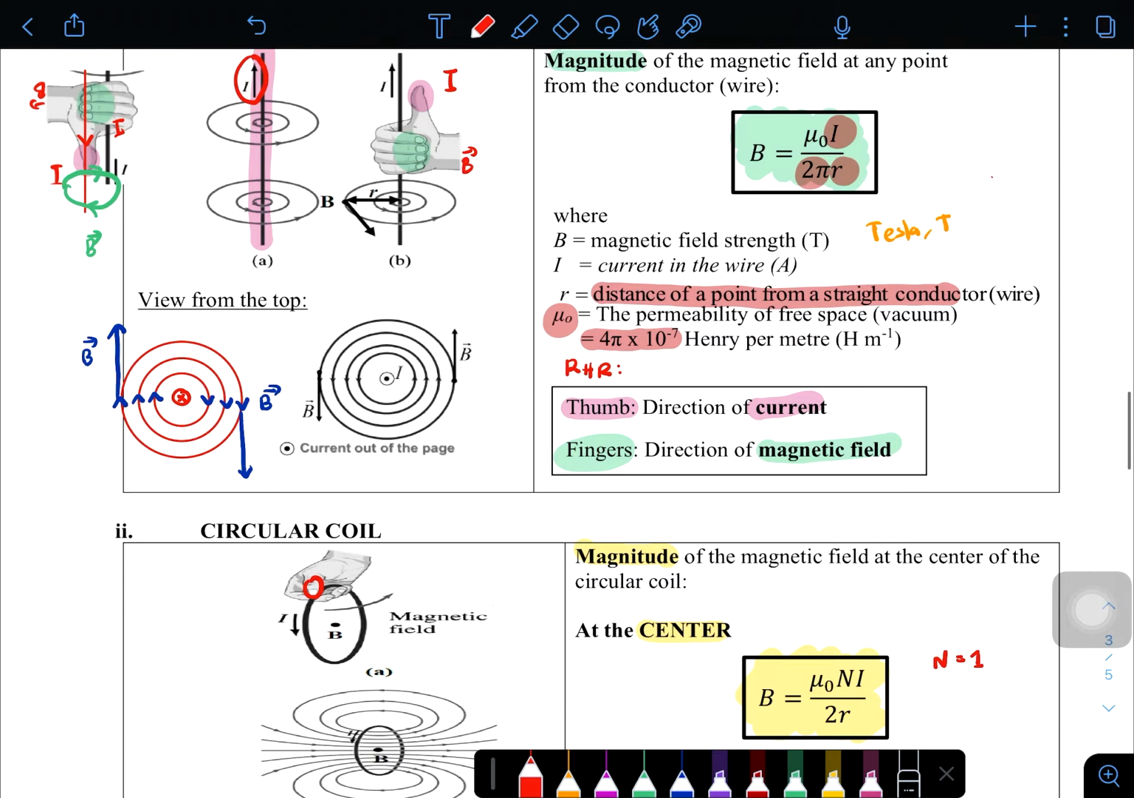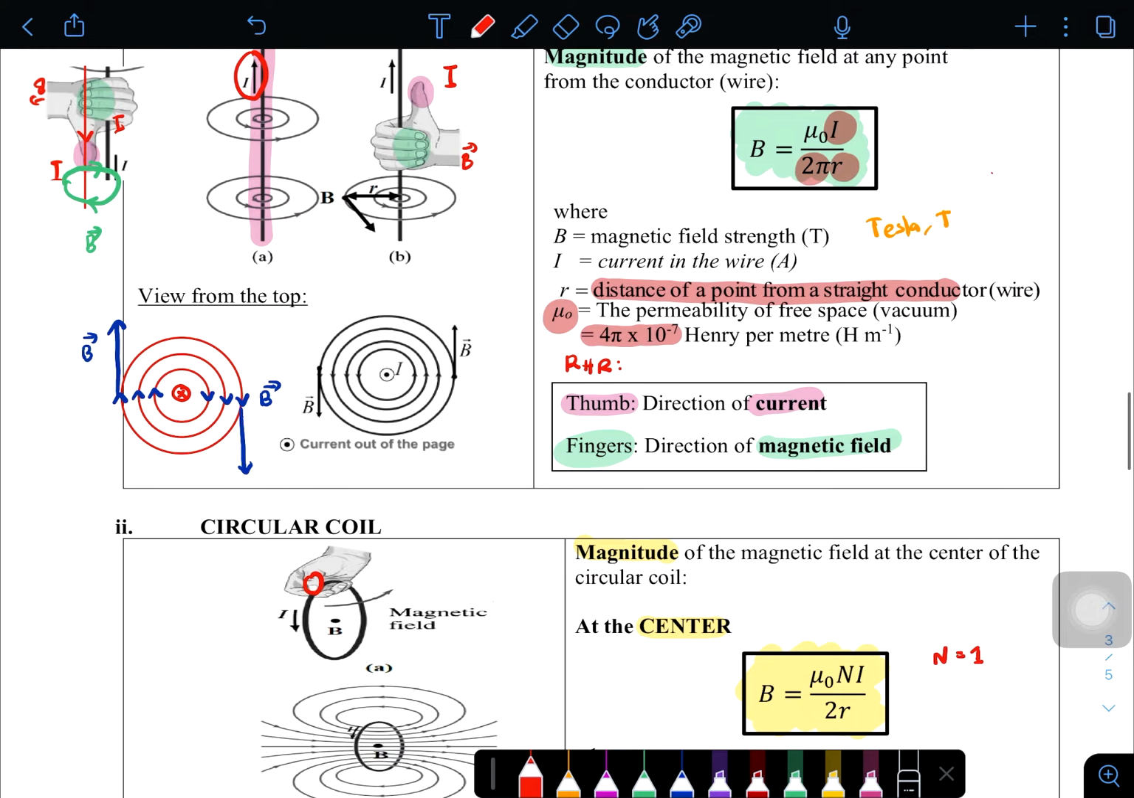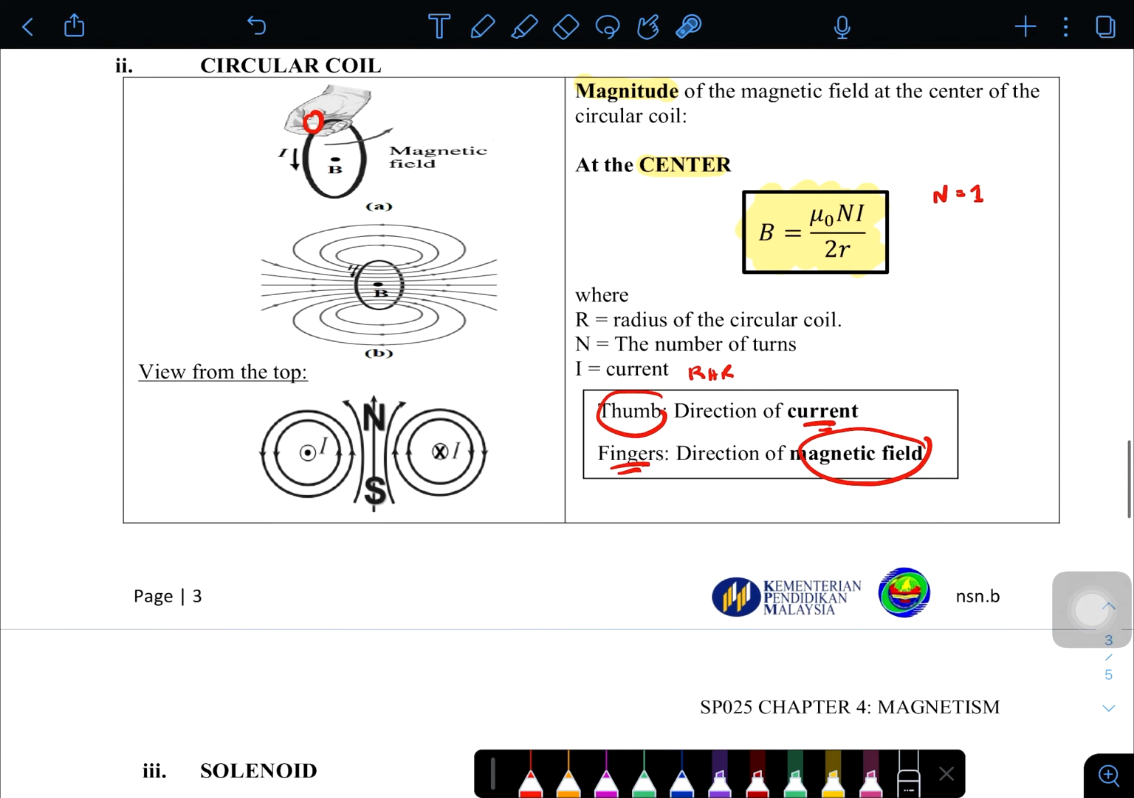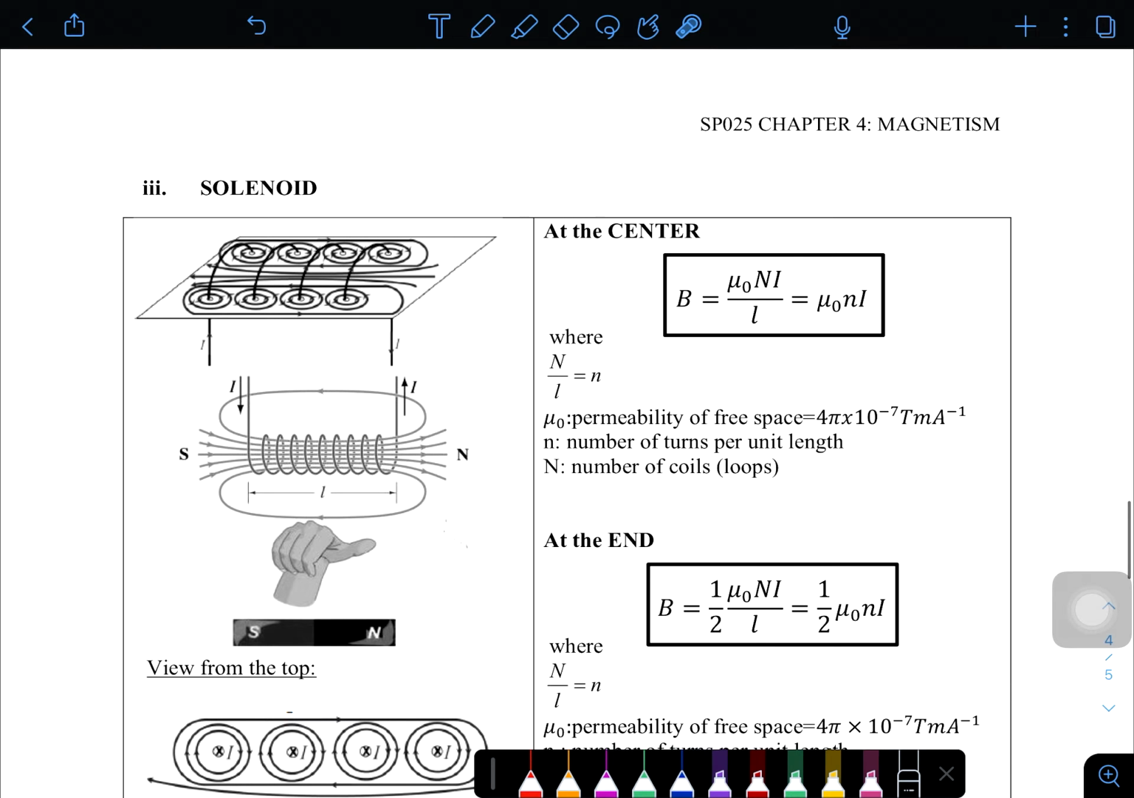Okay. So basically it is the same thing, but the difference between long straight wire and coil ialah dia punya formula. This one mu naught I over 2 pi R, and this one mu naught Ni over 2R. Okay, and the last one in CCC, current carrying conductor, we have a solenoid. So what is solenoid? Solenoid ialah lingkaran yang banyak.